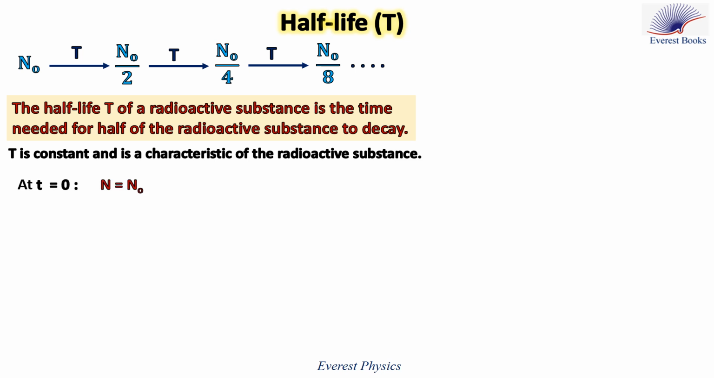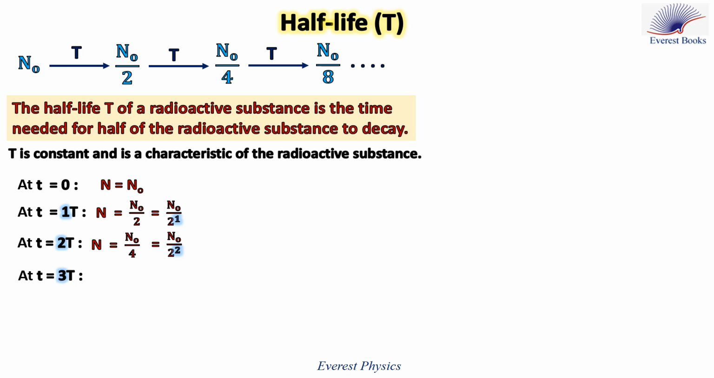At time 0, N equals N0. At time 1 half-life, N equals N0 over 2, which can be written as N0 over 2 to the power 1. At time 2 half-lives, N equals N0 over 4, which can be written as N0 over 2 to the power 2. At time 3 half-lives, N equals N0 over 8, which can be written as N0 over 2 to the power 3. But what if n half-lives have passed? Then N equals N0 over 2 to the power n. Small n is the number of half-lives.